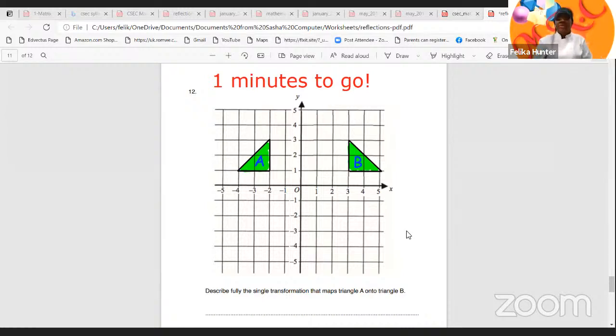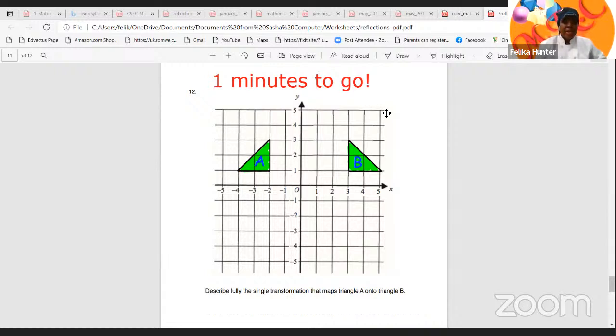All right, so your question said describe fully the transformation that maps triangle A onto triangle B. When you look at this, the first thing that you're trying to figure out is if it's a reflection. So that's 1, 2, 3, 4, 5 lines. I think it is a reflection, but where's the mirror line? Oh, the mirror line is right here. 1, 2. Is it right here? Is it halfway between?